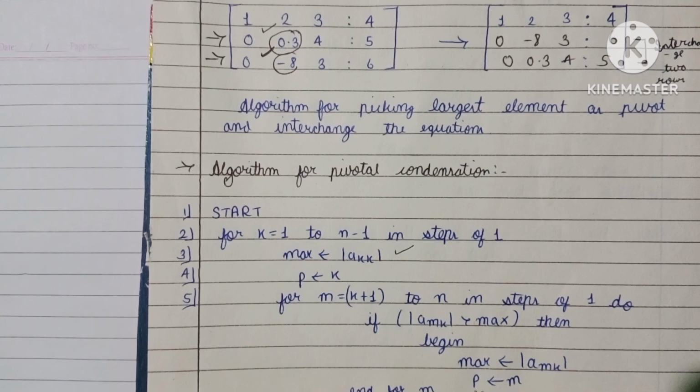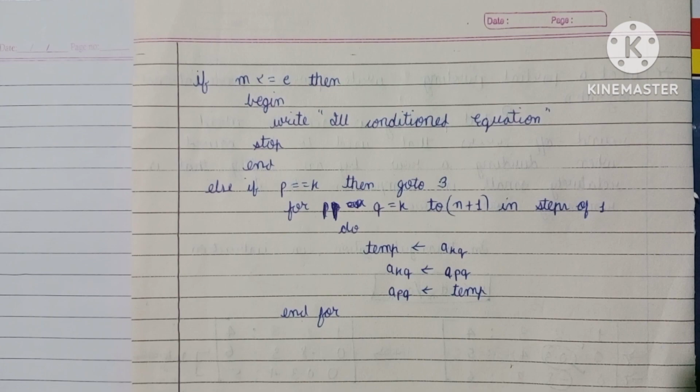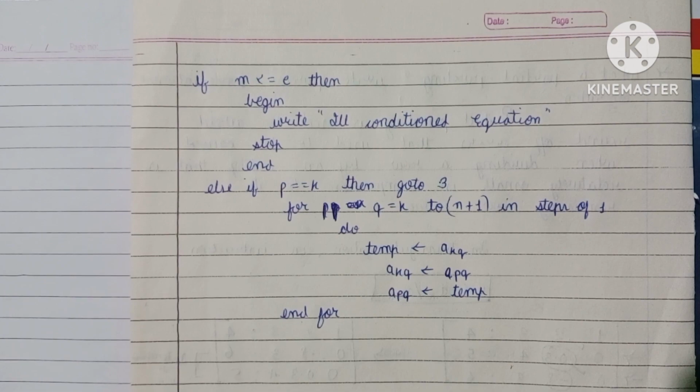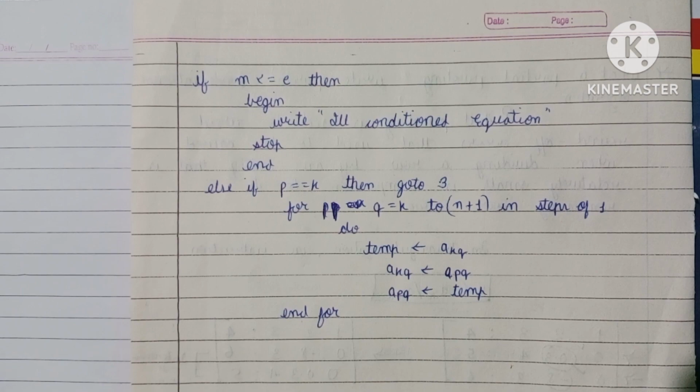So generally we make the largest element the pivot element in this inner loop. If max is less than or equal to e, then simply write it as an ill-conditioned equation, because we can't find the solution of an ill-conditioned equation, and stop. Else we check if p equal to k, then go to statement 3, which we have discussed earlier. And if p is not equal to k, then run a loop for q equal to k to n plus 1 in steps of 1.